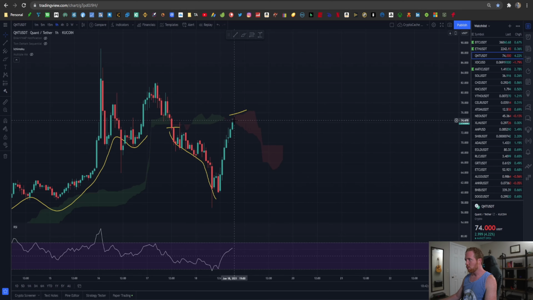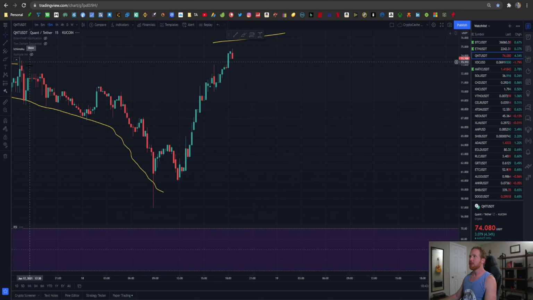Oftentimes, it can reject and hold below the cloud and drive it back down. So just be careful, be patient. Another couple of hours, we'll have our answer. All right, so that is kind of the 1-hour chart. Let's look at the 15.